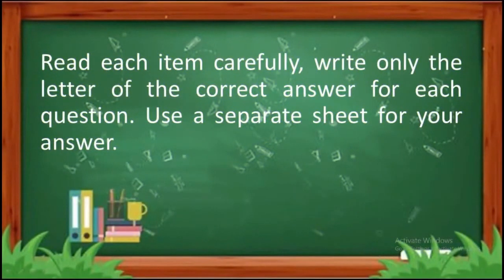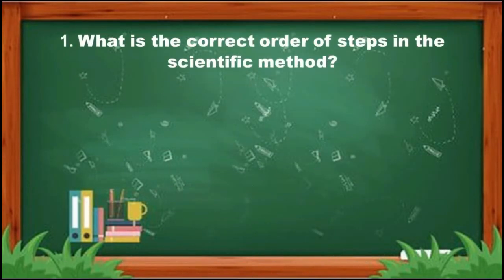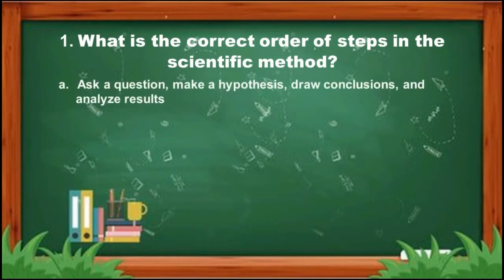Direction. Read each item carefully. Write only the letter of the correct answer for each question. Use a separate sheet for your answers. Number 1. What is the correct order of steps in scientific method?